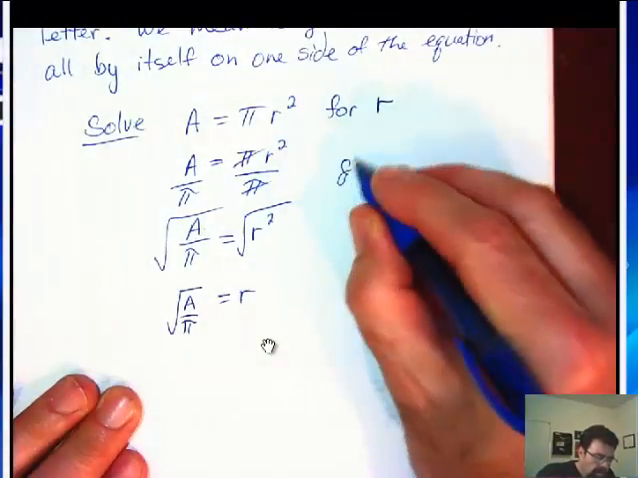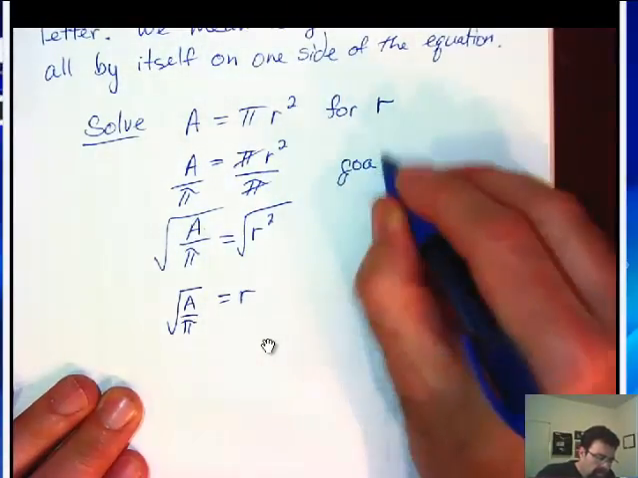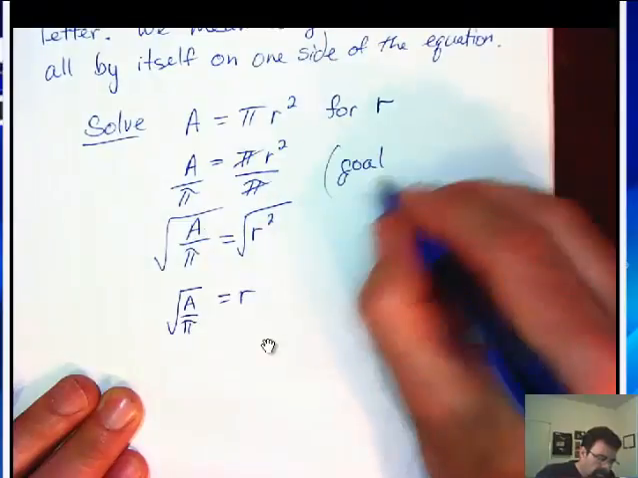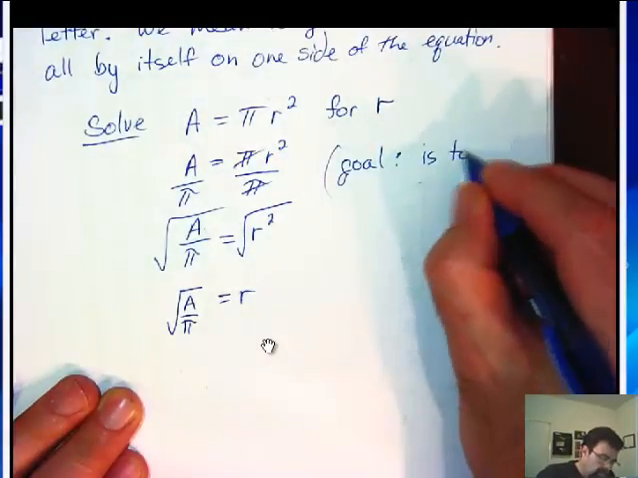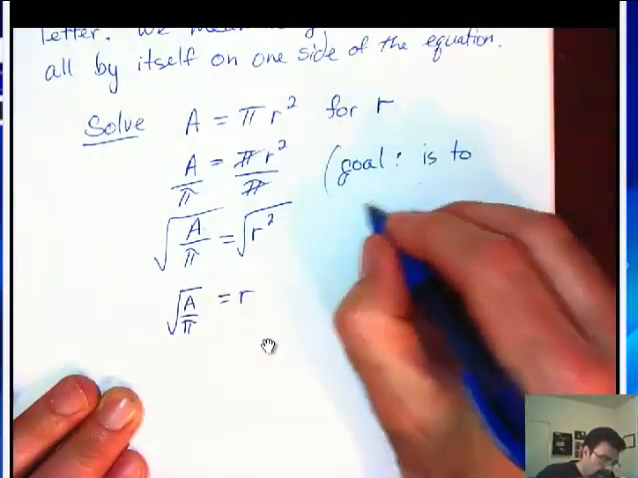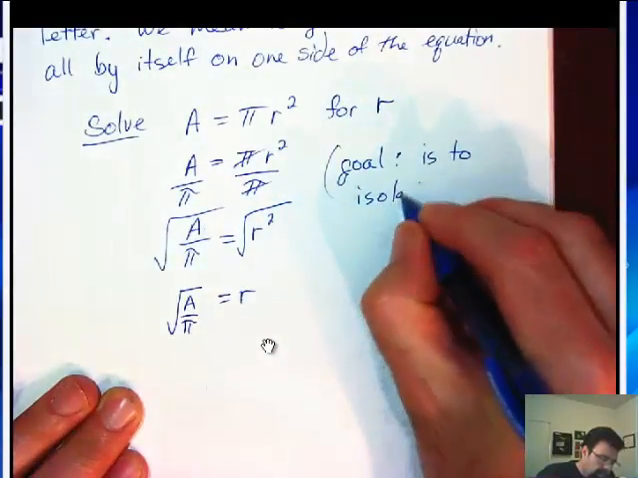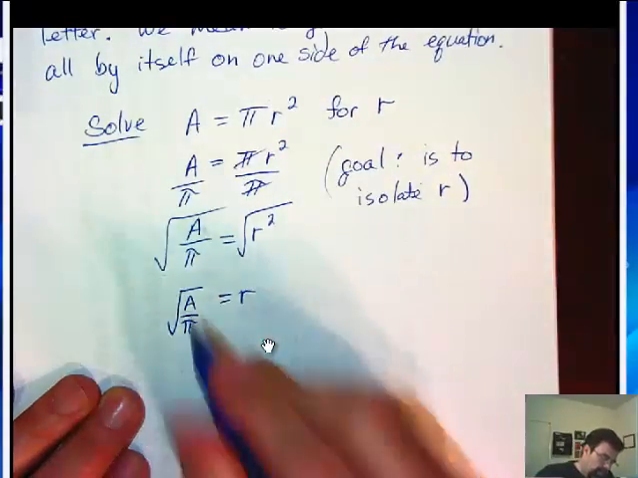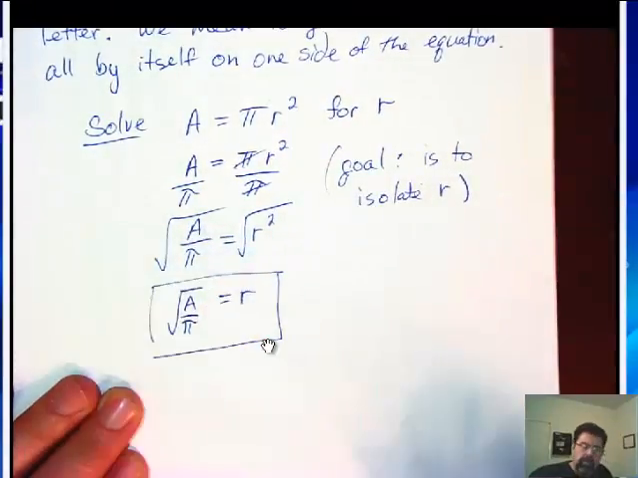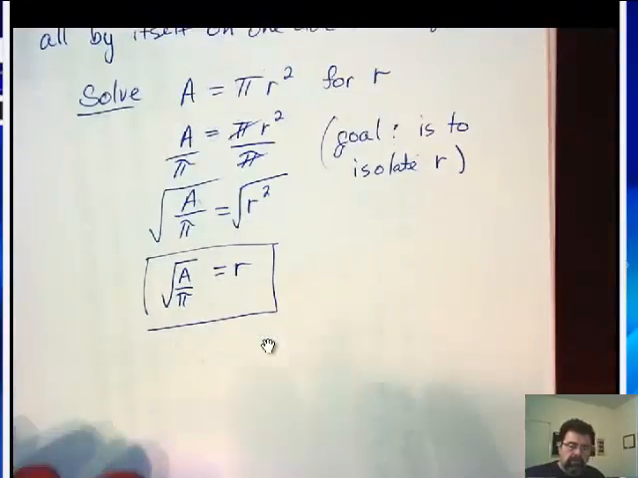So again, our goal to solve for r is to isolate the variable, isolate the r. Once you get r all by itself, you're done. You've solved that formula for r.